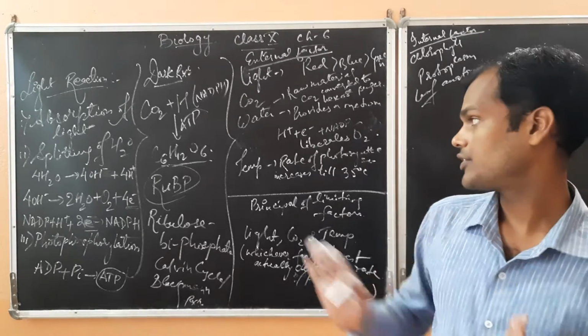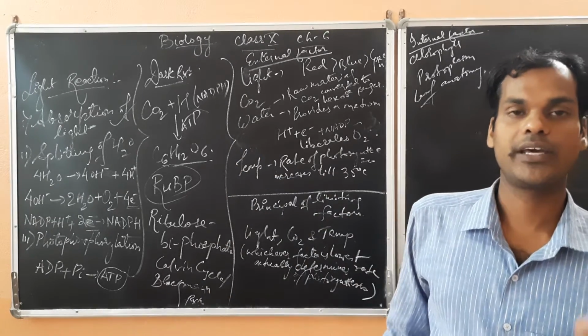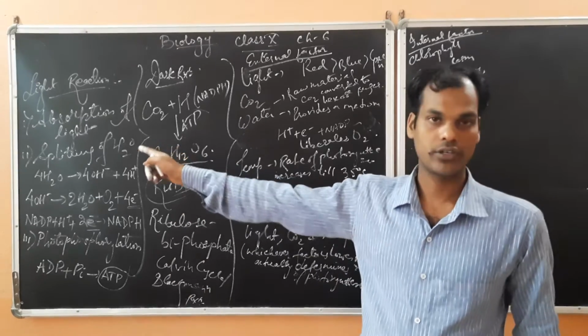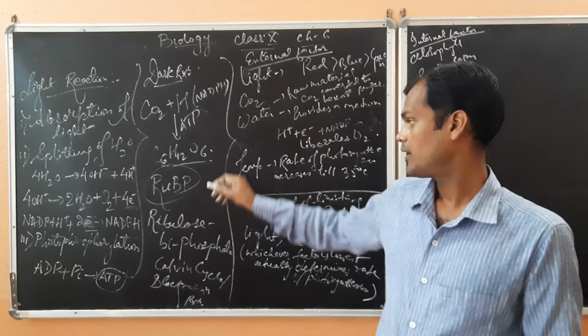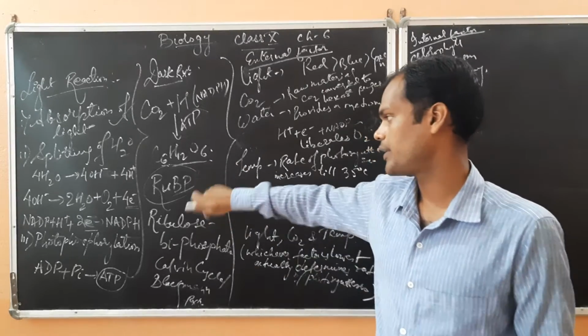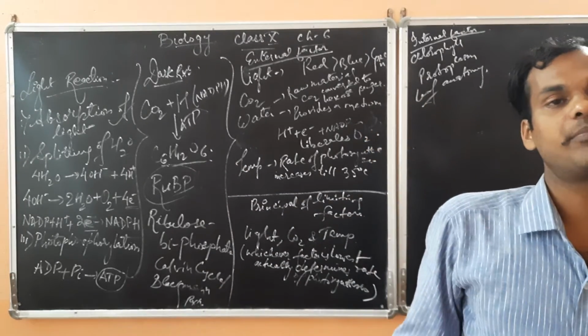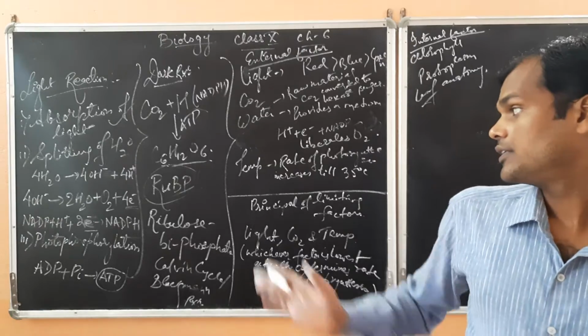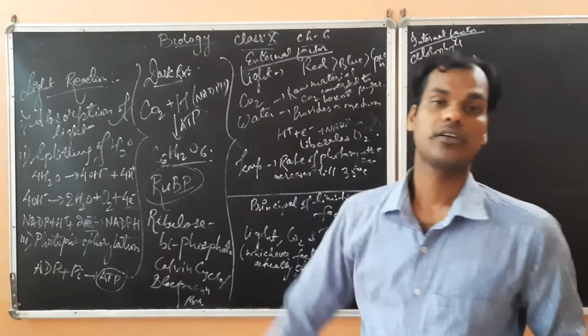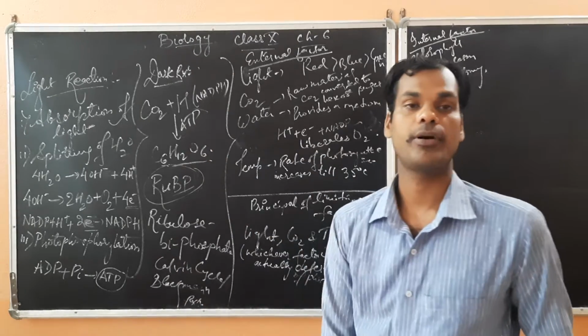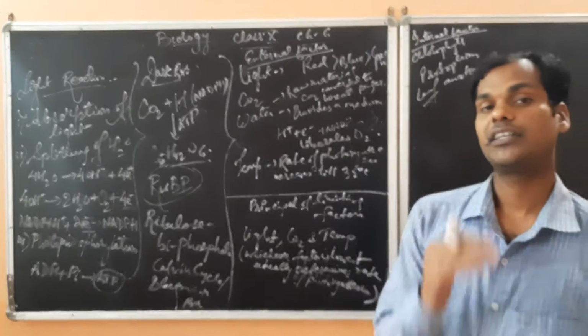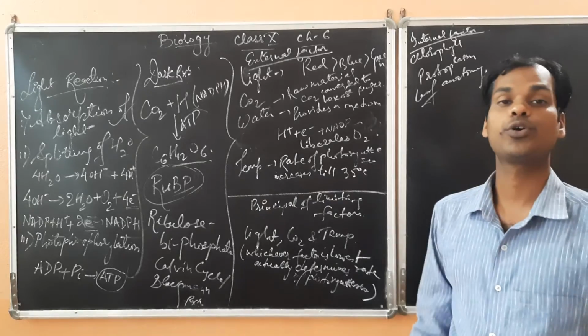So in the dark reaction, glucose is synthesized, whereas in the light reaction, as I already told, only oxygen is synthesized. Okay, the main component is RuBP. RuBP, ribulose bisphosphate, is responsible for this cycle. So this is about the dark reaction, and in the dark reaction we will get glucose.